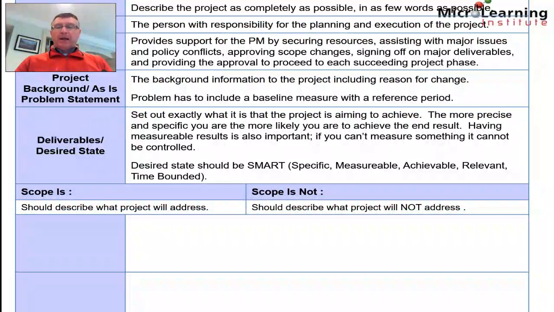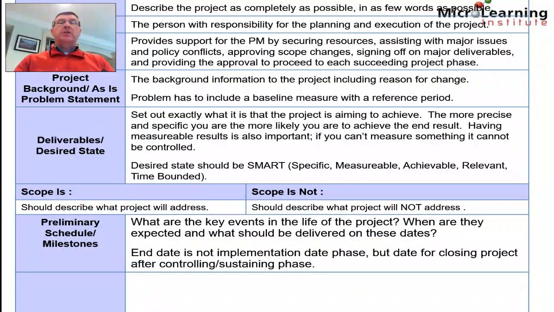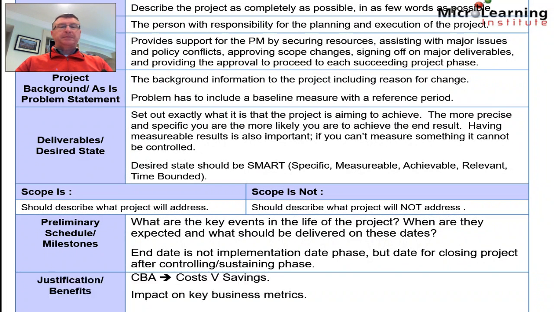So then additionally we'll have some additional early indications of what are the expectations with regard to milestones. So again, what are the key events in the life of the project, when are they expected approximately to occur, and what should be delivered on these dates. And the end date is not an implementation date phase, but the date for closing the project after the controlling and sustaining phase. We might have some details in the project charter about the justification, so perhaps some cost-benefit analysis, some cost information, some savings, or maybe the impact the project is going to have on some key business metrics like quality metrics or throughput metrics or any other metrics that are important to the organisation.